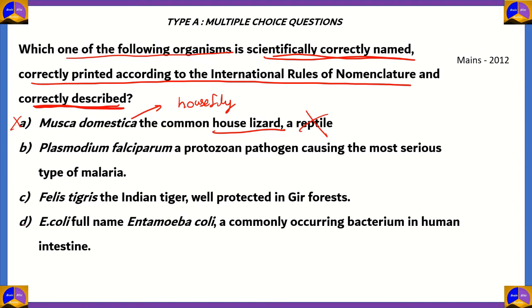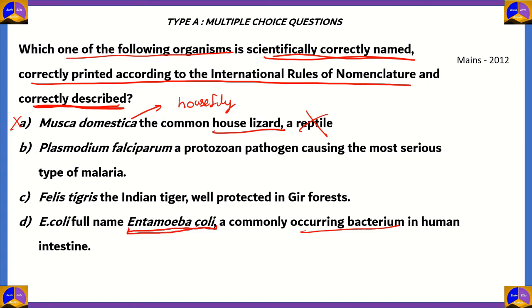Now let's look at option D. E. coli, full name Entamoeba coli, a commonly occurring bacterium in human intestines. Well, the name E. coli is correct, and E. coli is a commonly occurring bacterium in human intestines, but its full name is incorrectly given in the options.